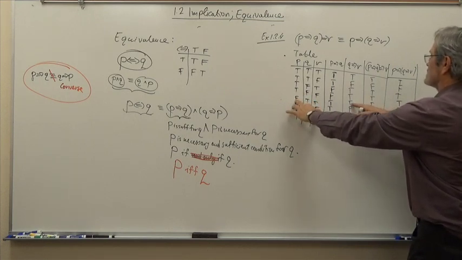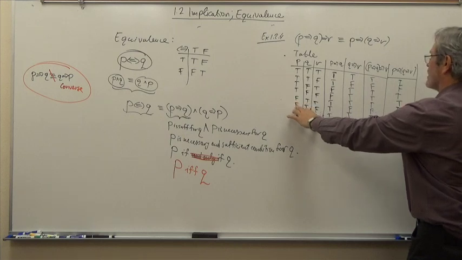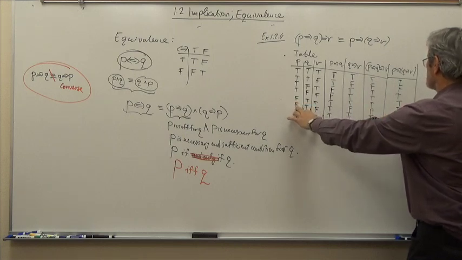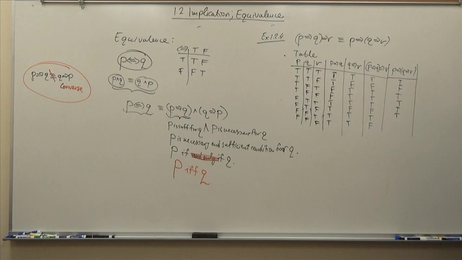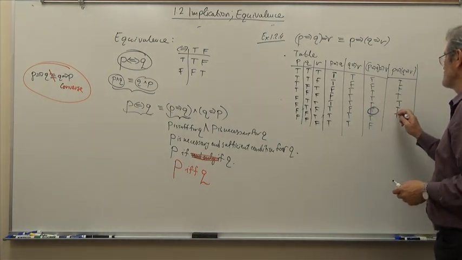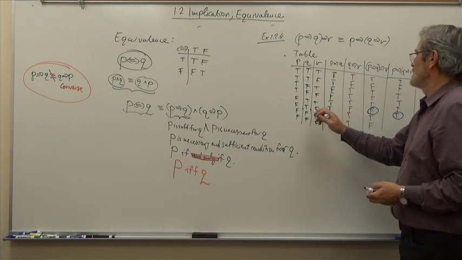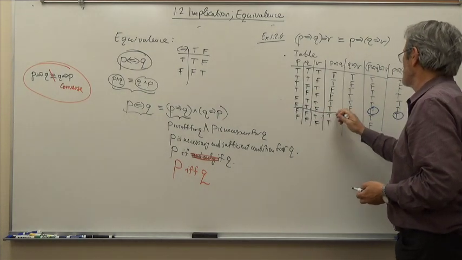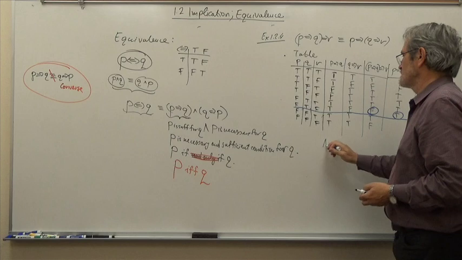False implies Q is true. False implies false is true. Stop. I don't need to finish it. Here it is. This one has false. This one has true on the same valuation line. So not equivalent.